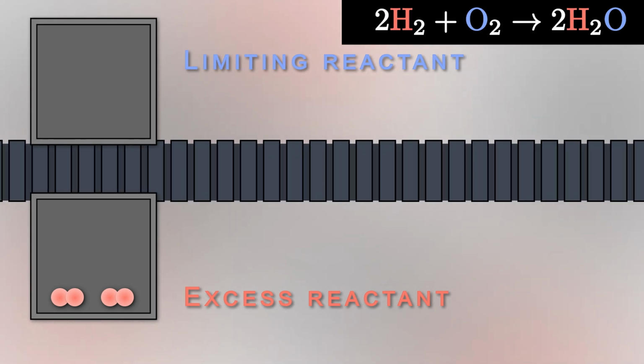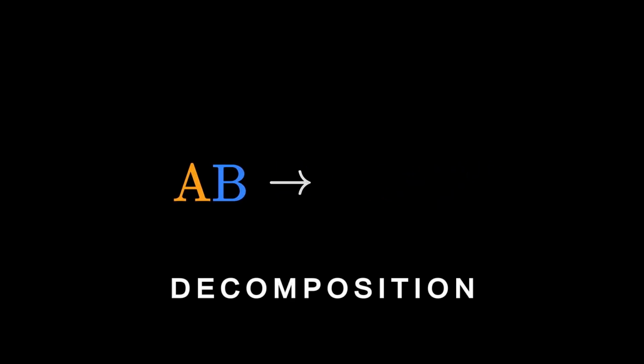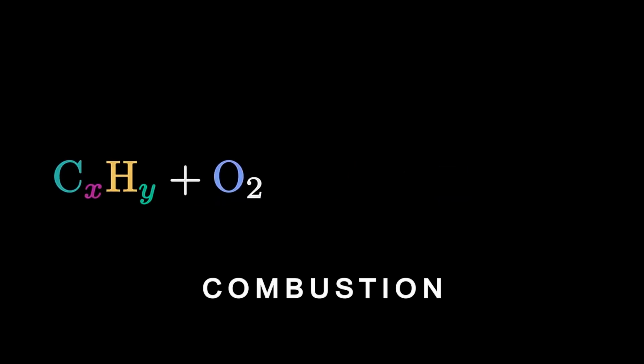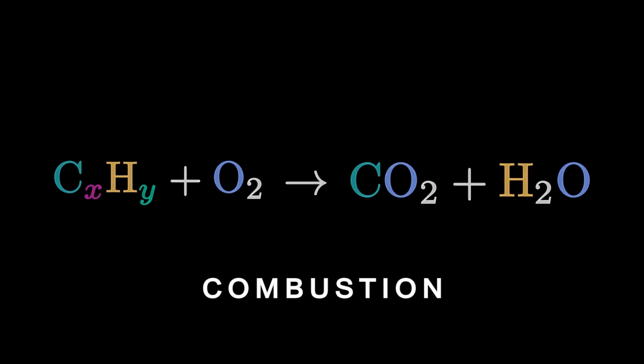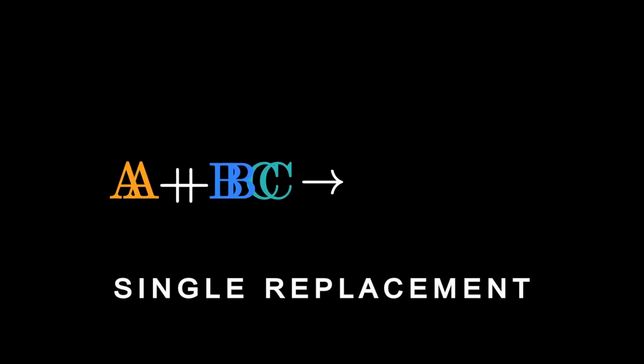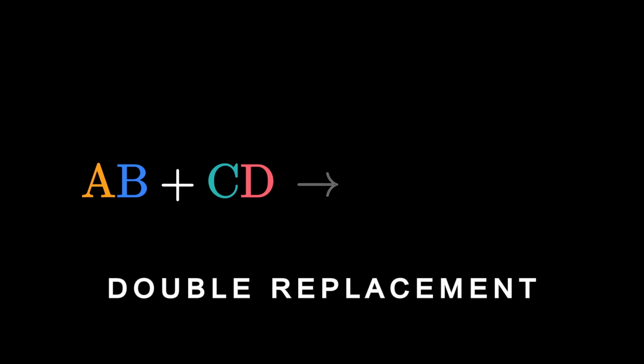Now let's review types of chemical reactions. One type is a synthesis reaction, where smaller substances combine to form a larger product. Another type is decomposition, where a compound breaks down into simpler substances. Another type is combustion, where a substance reacts with oxygen and produces carbon dioxide and water. We also have single replacement reactions, where one element replaces another in a compound. And we have double replacement reactions, where ions swap partners between 2 compounds.